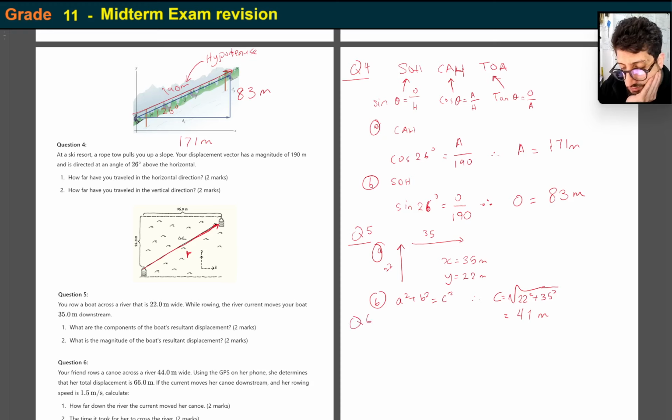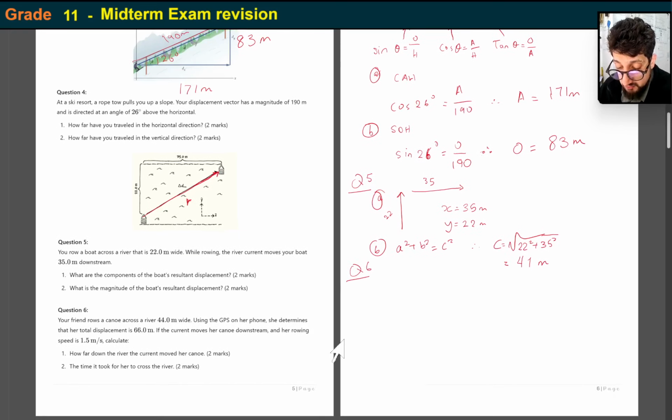Question 6. Your friend rows a canoe across a river 44 meters wide using GPS on her phone. She determined that her total displacement is 66 meters. If the current moves her canoe downstream and her rowing speed is 1.5 meters per second, calculate how far down the river the current moved her canoe and the time it took for her to cross the river. So this is a nice question because it involves speed and velocity and all of that stuff as well.